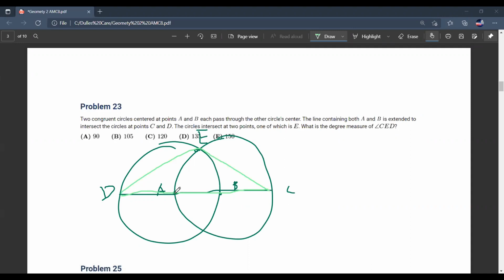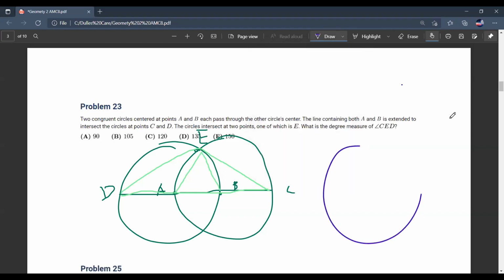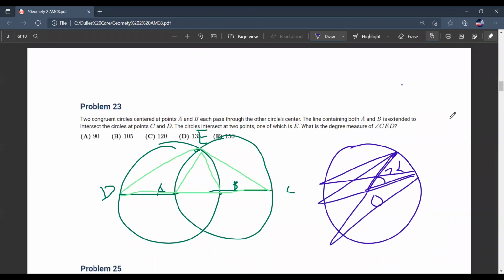So let me actually do this. Let me connect EA and EB. Why is this? Remember last week when I was talking about properties of angles in a circle? There's this property. Let's draw a circle like this, with center O, and let me draw this angle. This angle is, let's call it 2 alpha. Then if I draw any line like this, this angle is alpha, this angle is alpha, this angle is alpha. By the way, this is supposed to intersect on the circle, not outside the circle. It's something like this.